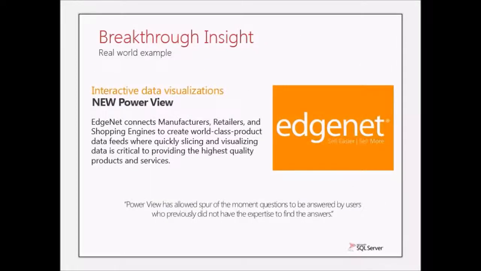So when you look at another example, we talked about insights within the company. This is another example of a company that specifically got some advantages out of the business insight piece we were talking about. This company is called EdgeNet, and they connect manufacturers, retailers, and shopping engines to create product data feeds. So their information is critical to them. They were able to use the business intelligence capabilities of SQL 2012 to drive their sales and increase the analysis piece of their business, which allowed them to be more reactive, increase the speed of things they were doing, and react to the market quicker.